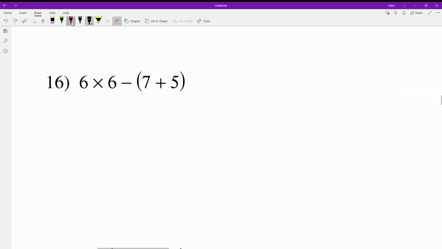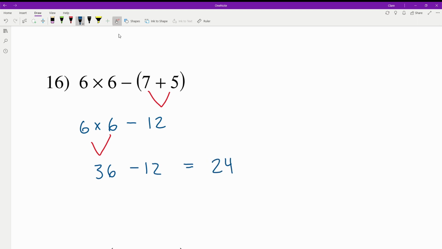In number 16, I have 6 times 6, and I'm subtracting 7 plus 5. So parentheses to start. 7 plus 5 is going to be 12. So I'll have 6 times 6 over here minus 12. Now what comes next? Multiplication or subtraction? Well, in order of operations, that's going to be multiplication. So I know that 6 times 6 is going to give me 36. So I'll have 36 minus 12. And 36 minus 12 gives me 24. So 24 is my solution in number 16.